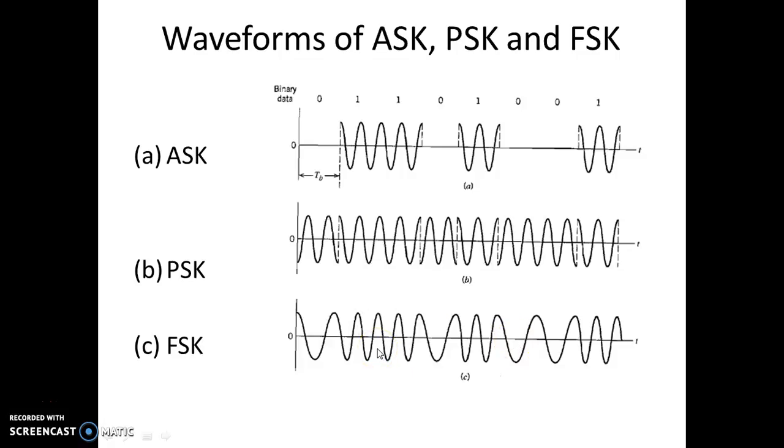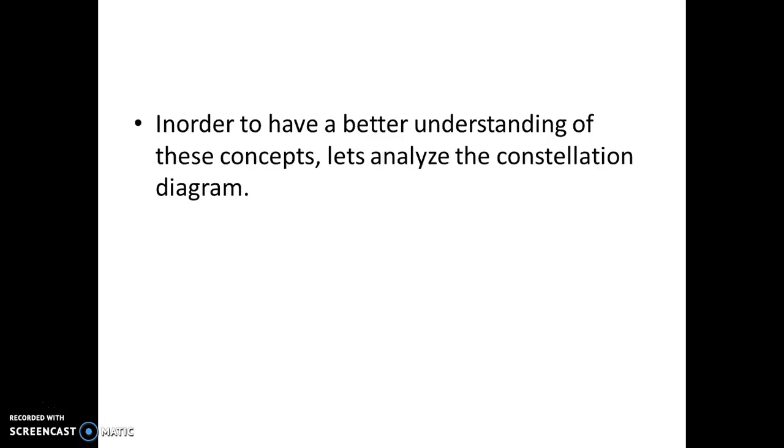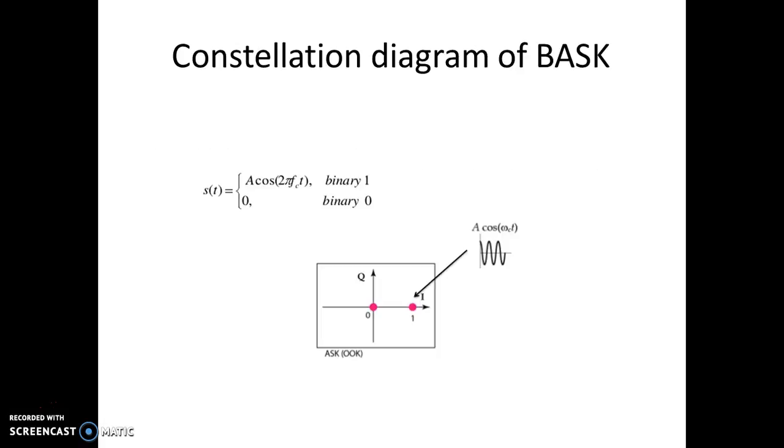So these schemes are binary ASK, binary PSK, and binary FSK. Why do I call it binary? The incoming signal is either a 1 or a 0. Now, in order to have a better understanding of these concepts, let's analyze the constellation diagram. First of all, what is a constellation diagram? A constellation diagram shows the signal as a point in signal space. It has coordinates: the x coordinate, which I name the in-phase component, and the y coordinate, which I name the quadrature phase component.